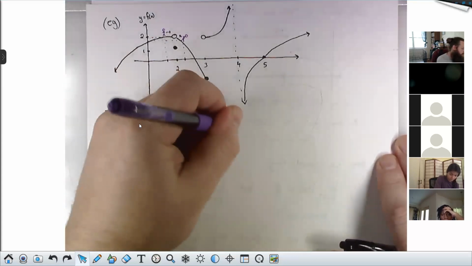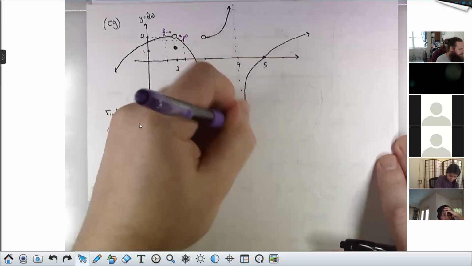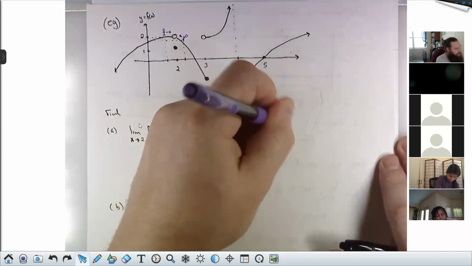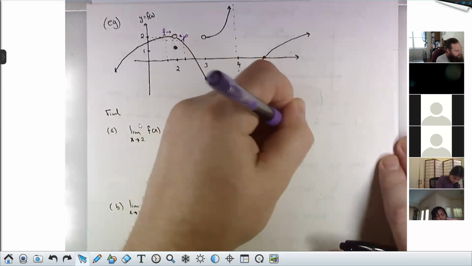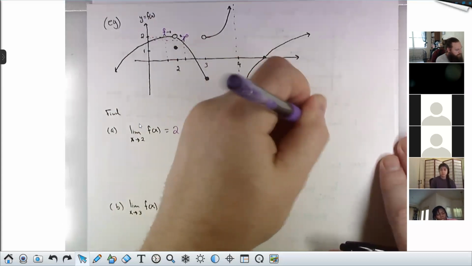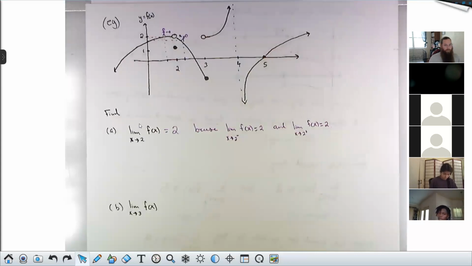So the way we'd say that is the limit as x goes to 2 from the left of f of x is equal to 2, and the limit as x goes to 2 from the right of f of x is equal to 2. That's the idea. Now, what is f of 2?